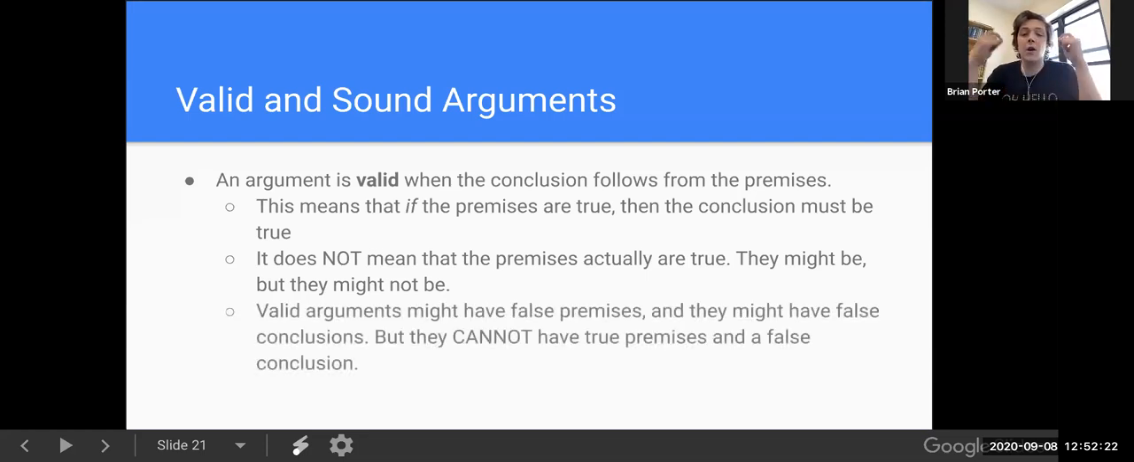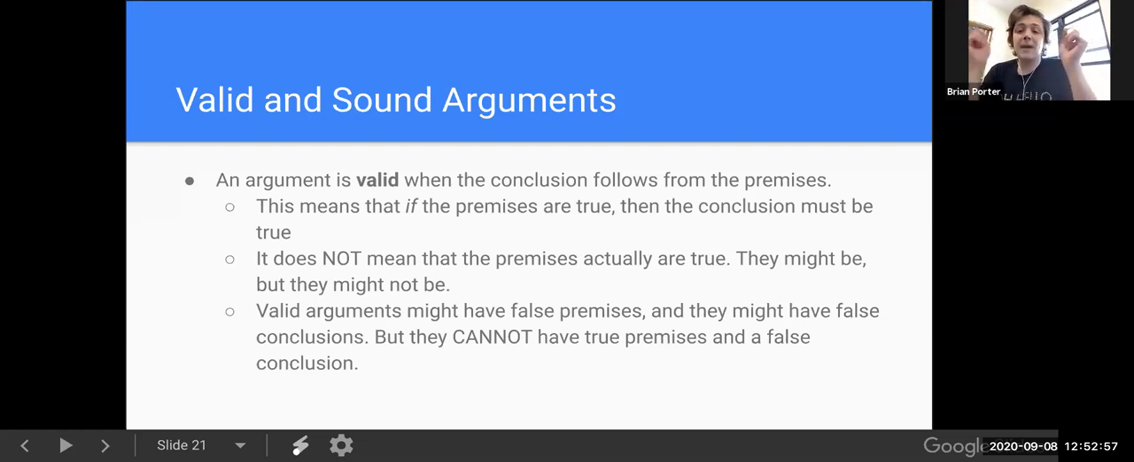So valid arguments, since the premises don't have to be true, might have false premises. And if they have false premises, they might have false conclusions. So the fact that an argument is valid does not guarantee that the conclusion is true. The fact that the answer to our second question, does the conclusion follow from the premises, is yes, that doesn't guarantee that the conclusion is true, as we saw in some of the examples we looked at.